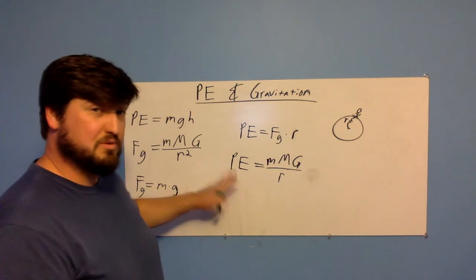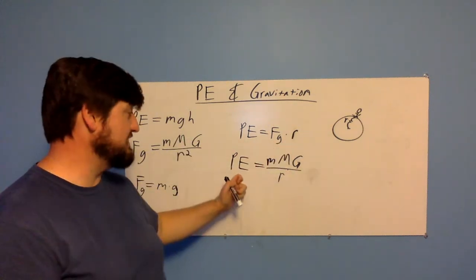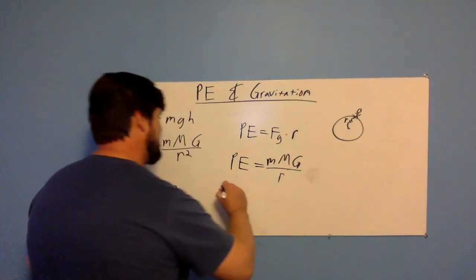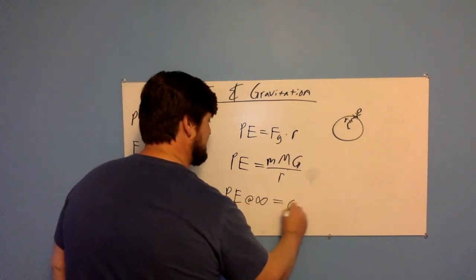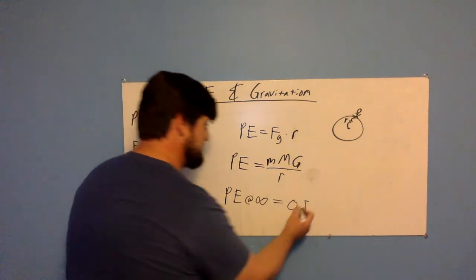We're going to set that equal to zero. Potential energy at infinity, we're going to set equal to 0 joules. How's that sound? That's a little bit easier to say, right?